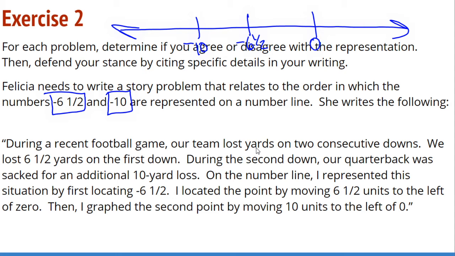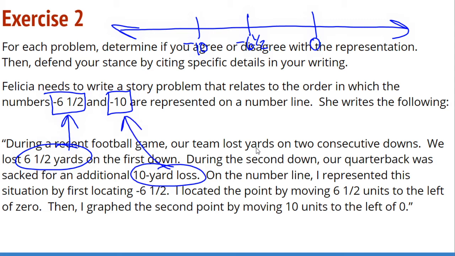So during a recent football game, our team lost yards on 2 consecutive downs. We lost 6.5 yards on the first down. All right, that goes with the negative 6.5. During the second down, our quarterback was sacked for an additional 10-yard loss. Okay.